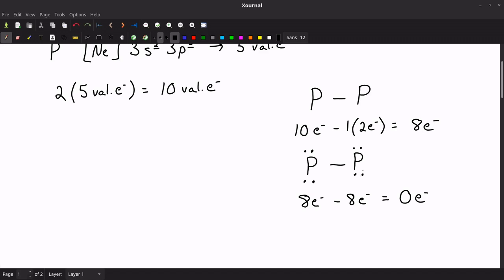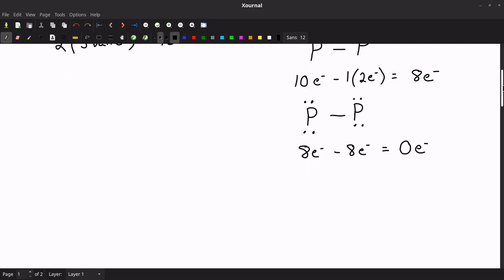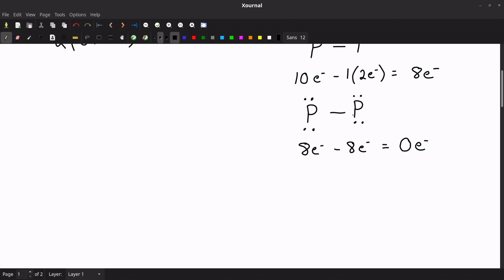So let's do our count here. We got 1, 2, 3, 4, 5, 6, so that's 2 short of an octet for this one. And this one is the exact same way. So 1, 2, 3, 4, 5, 6. It's also 2 short of an octet. So in order to get that to happen, we're going to need to get them to share more of their electrons between the two. That's going to happen by increasing this bond order here. So instead of a single bond, we need to make this a double bond.